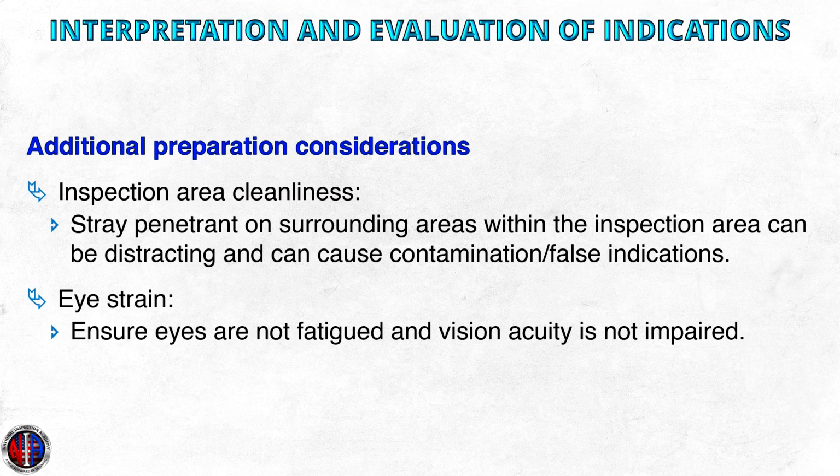Additional preparation considerations. The inspection area cleanliness: stray penetrant on surrounding areas within the inspection area can be distracting and can cause contamination or false indications with test objects. Cleanliness is crucial for indication development. Eye strain: ensure eyes are not fatigued and vision acuity is not impaired. After spending quite a bit of time under UVA radiation light, your eyes can be fatigued rather quickly, so it's important that if you start to sense eye fatigue, you take a break and let your eyes recover.